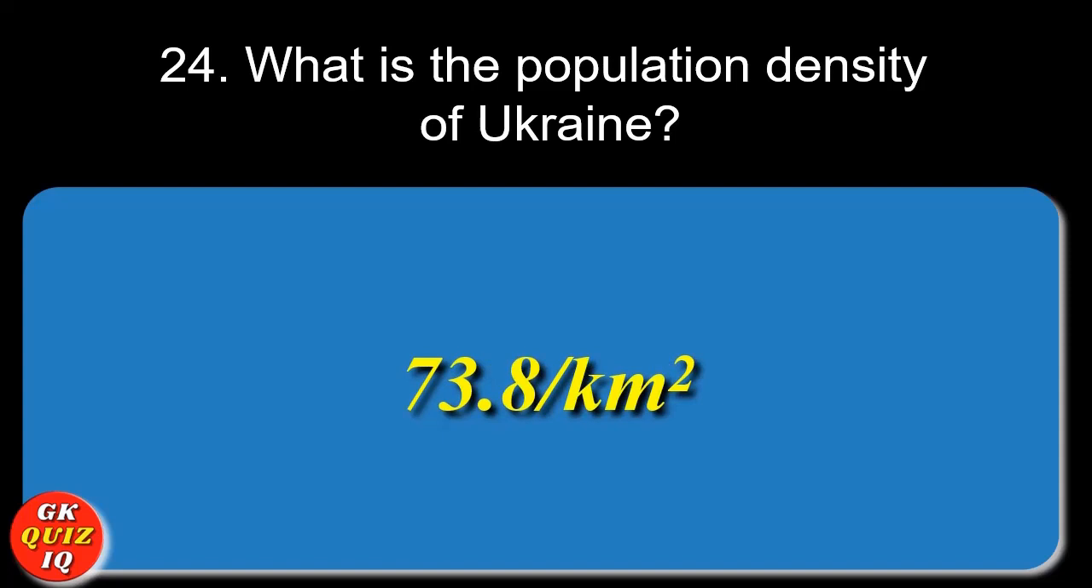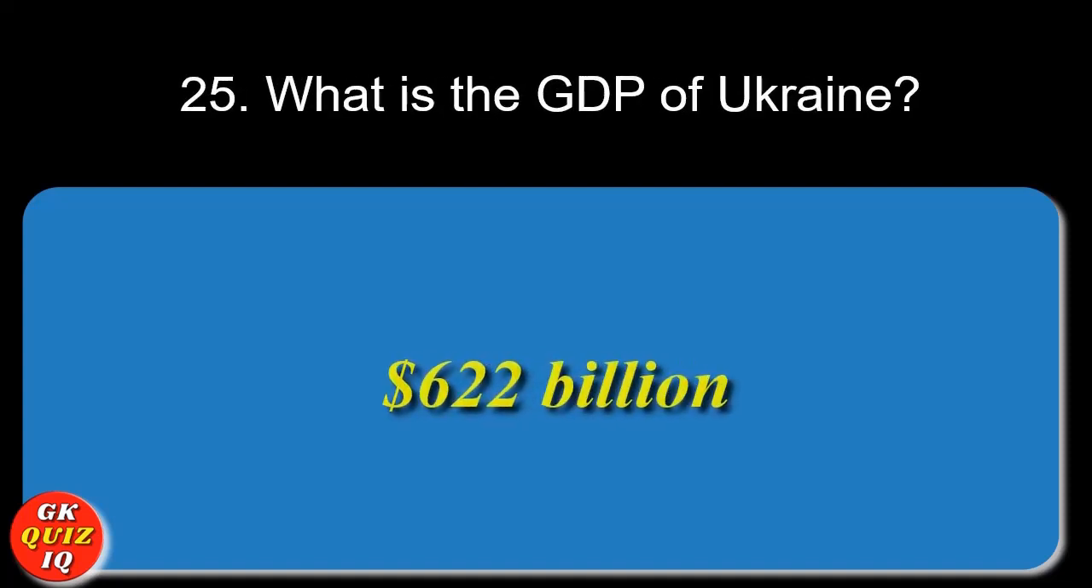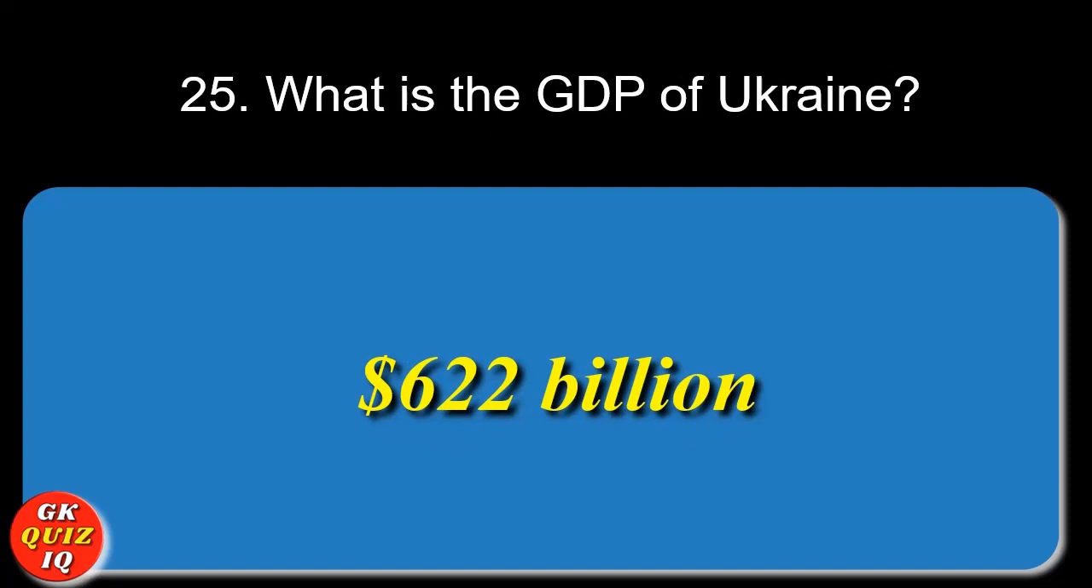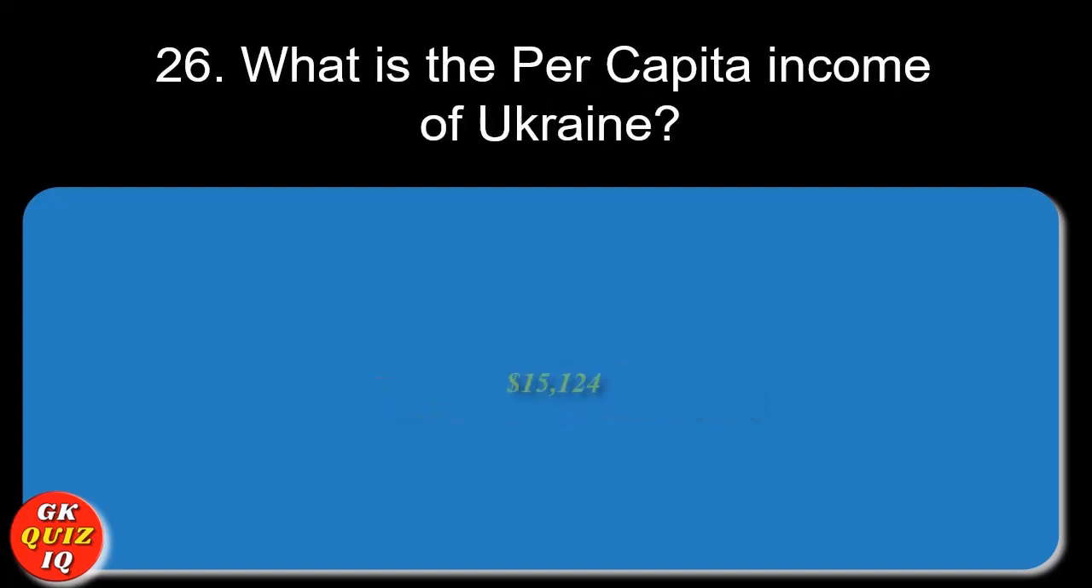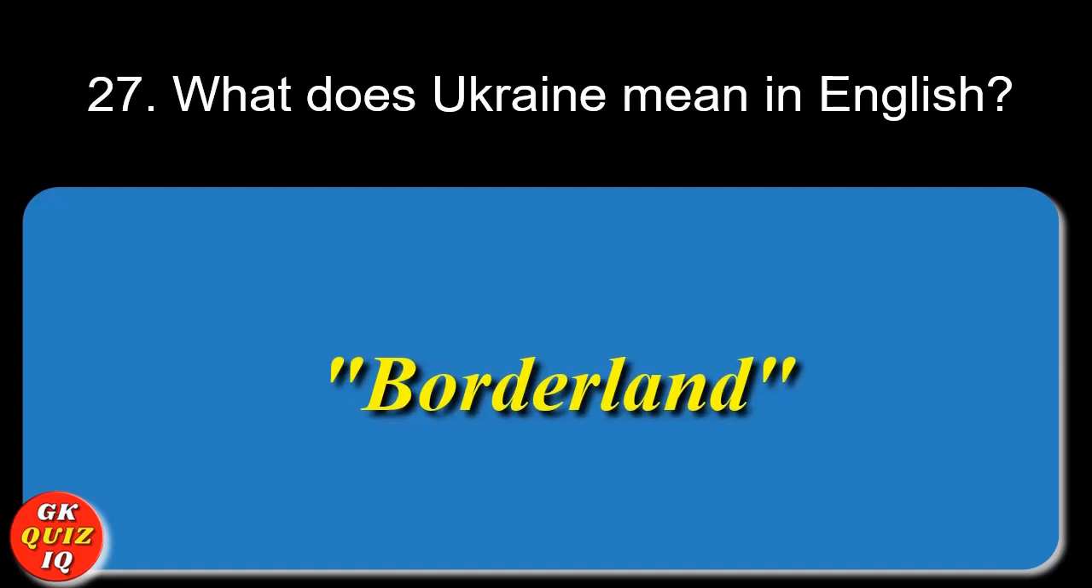What is the population density of Ukraine? 73.8 per square kilometer. What is the GDP of Ukraine? $622 billion. What is the per capita income of Ukraine? $15,124. What does Ukraine mean in English? Borderland.